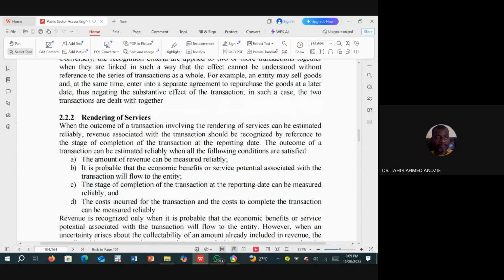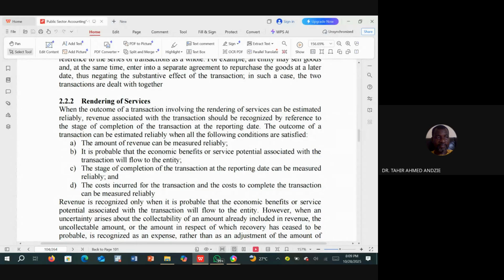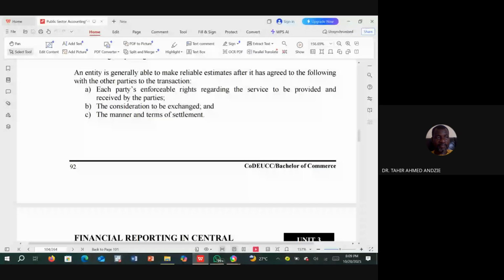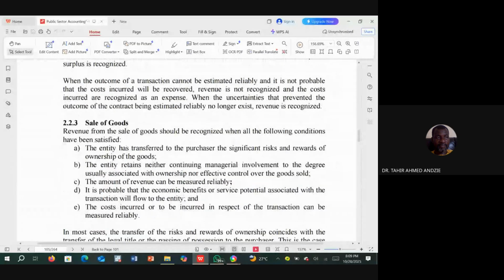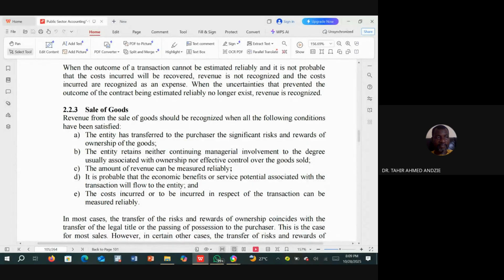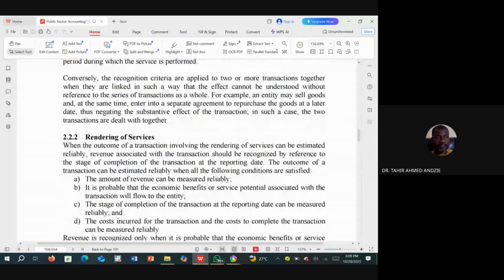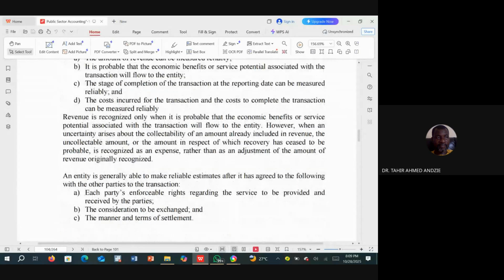For example, take note of the A. A says that the amount of revenue can be measured reliably. So at the end of the day, if the revenue can be measured reliably, then it is probable that we have met these conditions. So please read them carefully and know what we mean. Then goods and services, sale of goods. Revenue from sale of goods should be recognized when all the following conditions are satisfied. So the revenue from the rendering of services should be recognized when all the conditions here are satisfied.